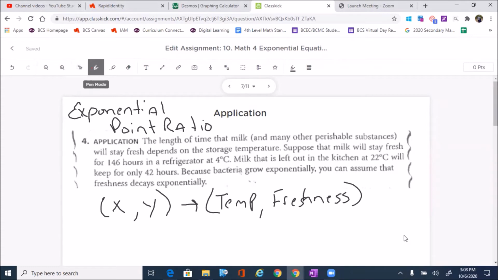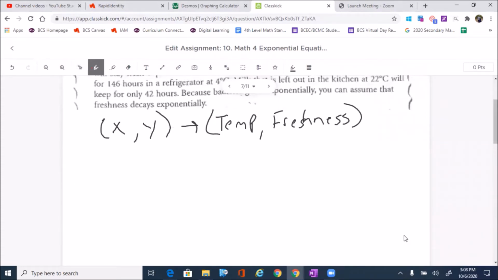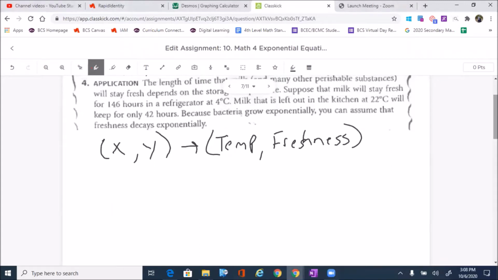Okay, so just looking at this information that's given to us, it tells us that the temperature of 4 degrees Celsius will give us a freshness of 146 hours. And then from there on out, we know that 22 degrees Celsius will give us a freshness of 42 hours, because as it gets warmer, we all know milk gets a little bit grosser.